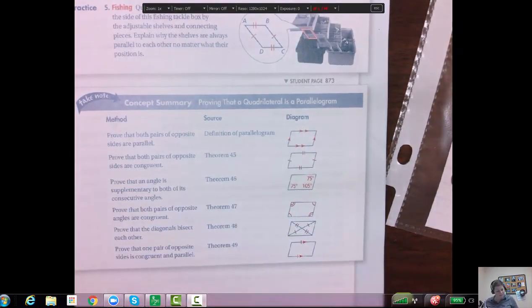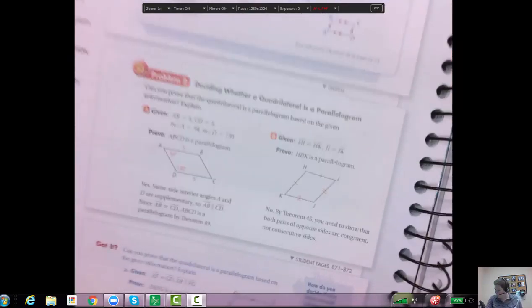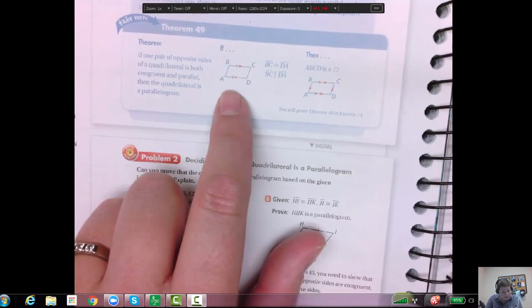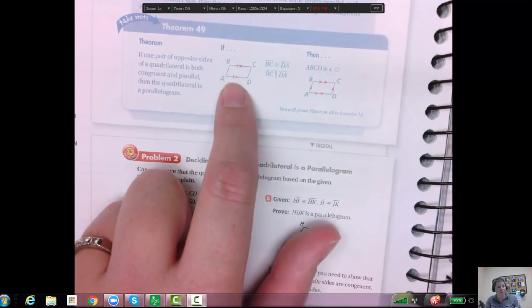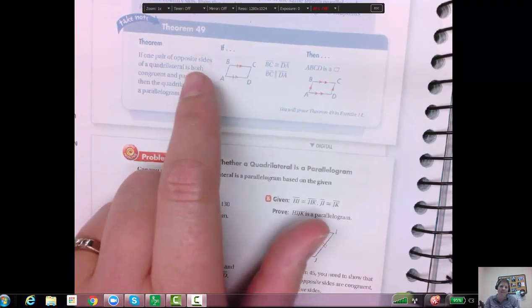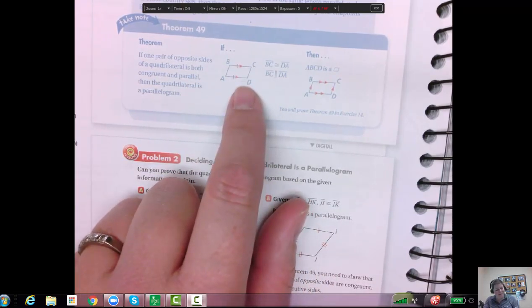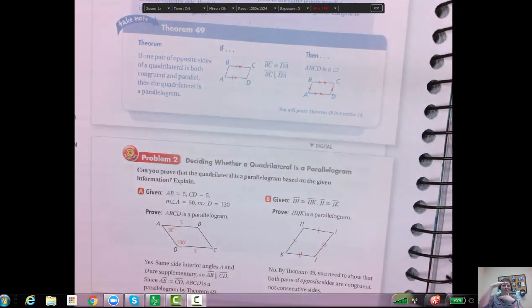We had one more, right? I think that was it. Last but not least, theorem 49, is if opposite sides are parallel and you know opposite sides are congruent, it has to be a parallelogram. This one's pretty obvious if you think about it: the sides would be equal, and if they're parallel and they're equal. So those are all of the things that we can use to prove something is a parallelogram.